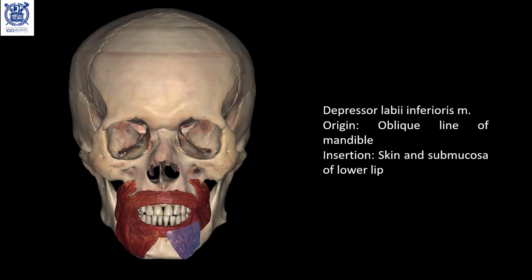It is innervated by the marginal mandibular branch of the facial nerve and is supplied by the inferior labial artery. The depressor labii inferioris muscle helps to depress and evert the lower lip. It is the most important of the muscles of the lower lip for this function. In addition, it is an antagonist of the orbicularis oris muscle. It is needed to expose the mandibular lower teeth during smiling.